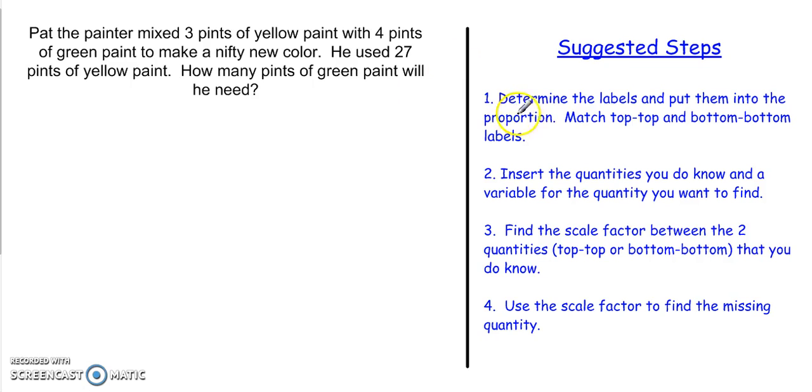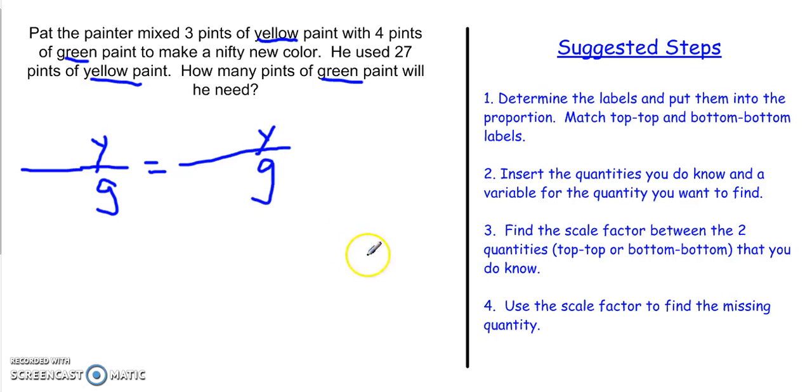So the first thing we want to do is determine the labels and put them in the proportion. The things that I'm talking about here are yellow and green. The pints don't make a difference to me in this case. So I like to start my proportions with something simple: line equals line. I know I'm going to need them both. I put my labels in. I have yellow on the top and green on the bottom. Once again, it doesn't matter. You could do green on the top and yellow on the bottom if you wanted, but I suggest that you match top and top labels and bottom labels.